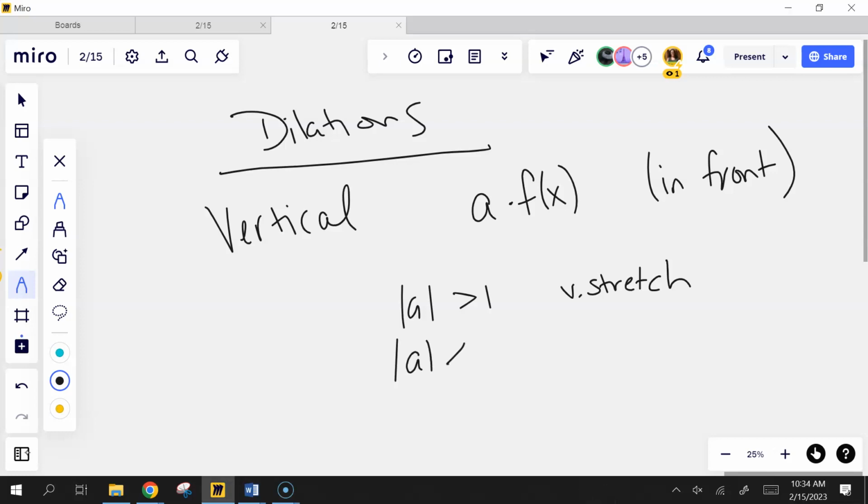And if a is less than 1, so I'm talking about small fractions, that's a vertical shrink, which means, think about an Oreo that you're smushing and the cream comes out the middle, right? Your graph's getting wider and wider and wider.